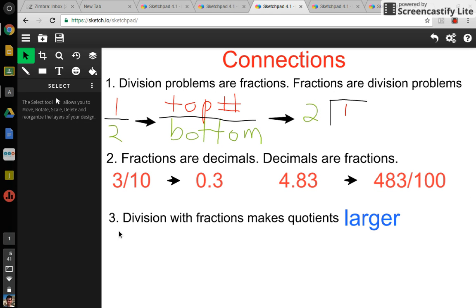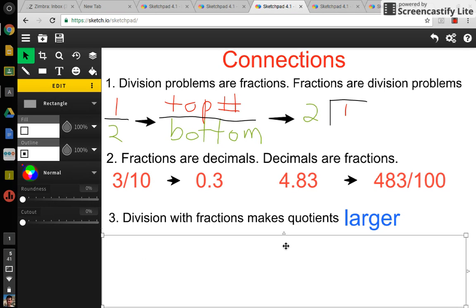The other thing that you need to remember is that when we're dividing with fractions, our quotient will get larger. So for example, 32 divided by 1/2 is going to give us a larger number, 64, as our quotient.